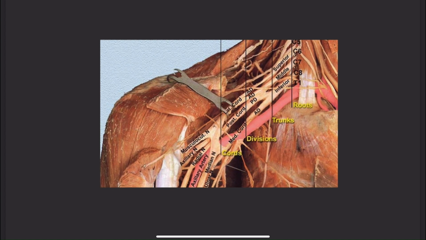Then there will also be smaller branches like the dorsal scapular nerve, then the suprascapular nerve, nerve to the subclavius. Then we'll also have the upper and the lower subscapular nerves, and then also the thoracodorsal nerve, then the medial and lateral pectoral nerves, and also the medial cutaneous nerve of the arm and the medial cutaneous nerve of the forearm. And that is all about the anatomy of the brachial plexus.